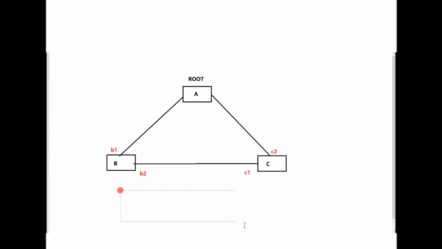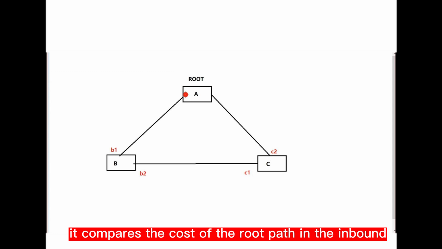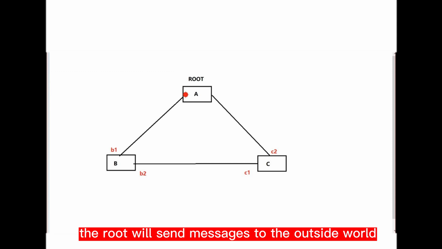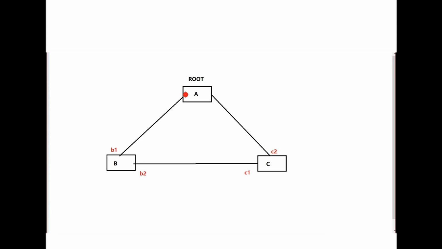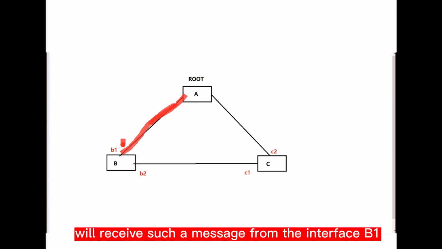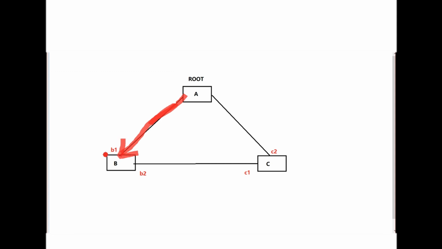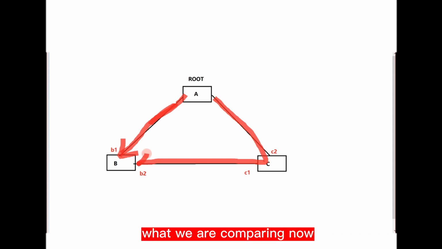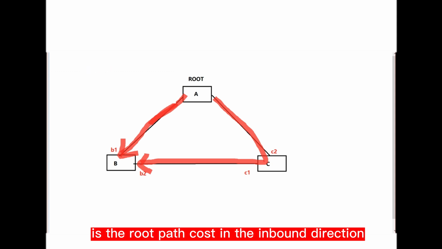When we compare, it compares the root path cost in the inbound direction. The root will send messages to the outside world, which are then forwarded by the non-root devices. That is, device A only needs to become the root bridge, and all future BPDU messages will be sent by this device. Device B will receive such a message from the interface B1. The inbound direction refers to the inbound direction of the BPDU packet. If received from the B2 interface, that's how the message came. What we are comparing now is the root path cost in the inbound direction.